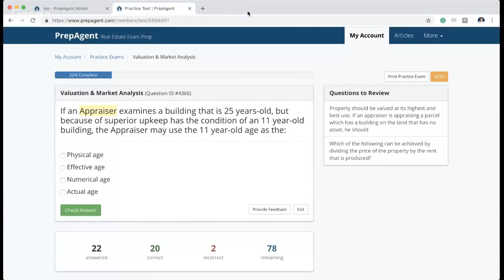If an appraiser examines a building that is 25 years old, but because of superior upkeep it has the condition of an 11-year-old building, the appraiser may use the 11-year-old age as the A, physical age, B, effective age, C, numerical age, or D, actual age. The answer is B, effective age.